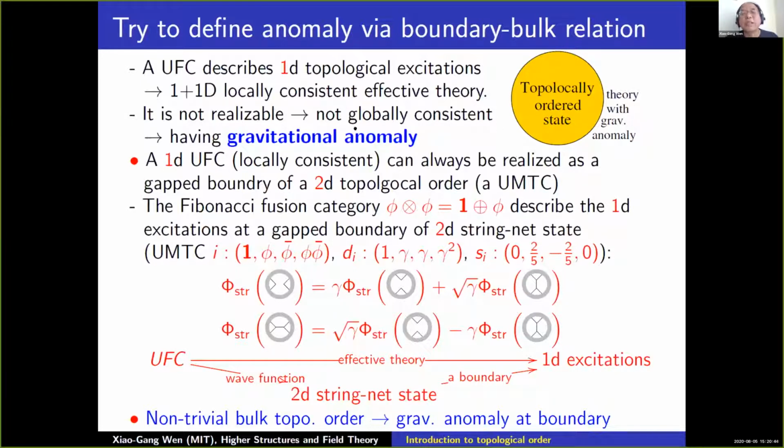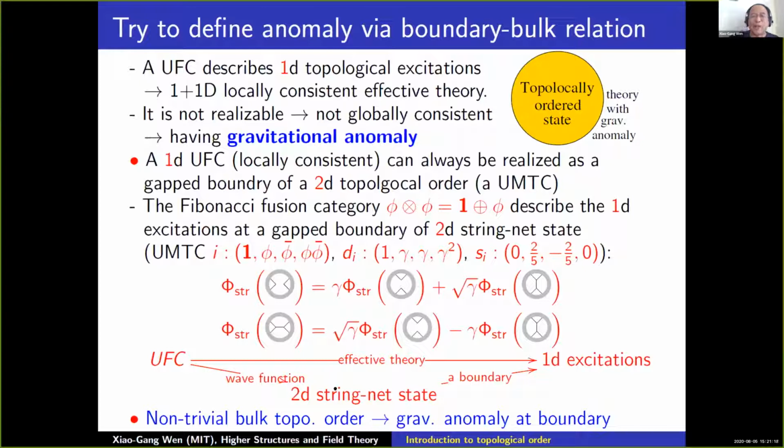So here we say that not realizable means anomalous, but they are realizable as a boundary. For example, this Fibonacci fusion category, with phi squared equal to 1 plus phi, is realizable as a boundary of a two-dimensional string-net wave function. This string-net wave function has a particular boundary, and the boundary excitation happens to be described by a unitary fusion category. So this really gives us this triangle.